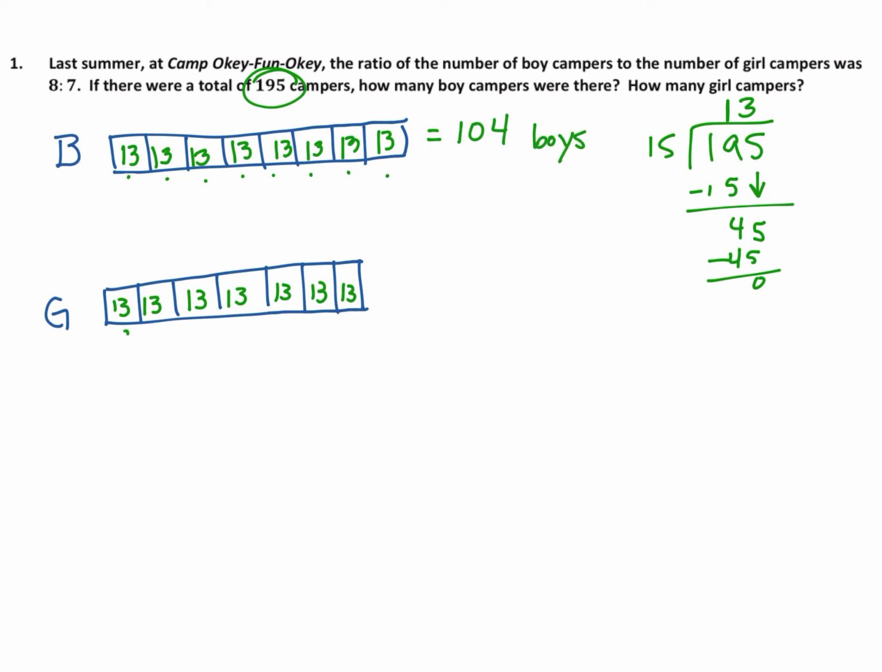Then I have 1, 2, 3, 4, 5, 6, 7 sets of 13. 7 times 3 is 21. 7 times 1 is 7, plus 2 more makes 9.